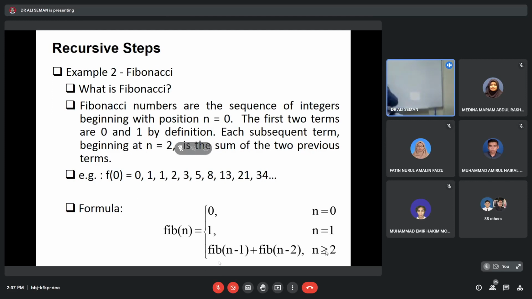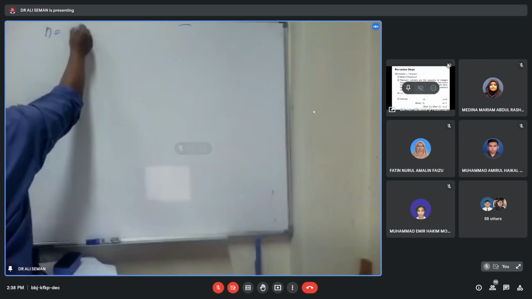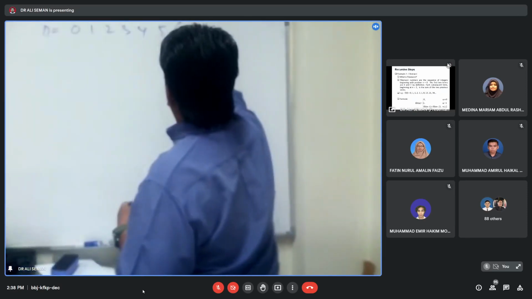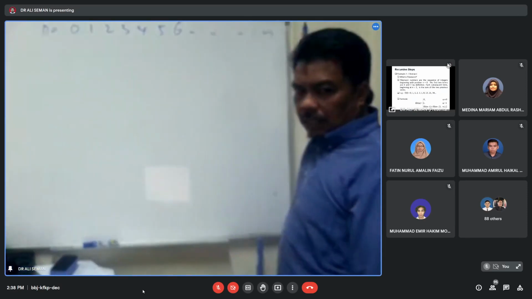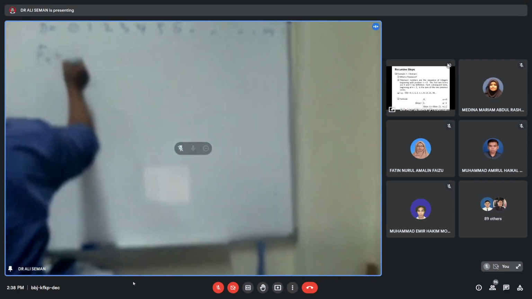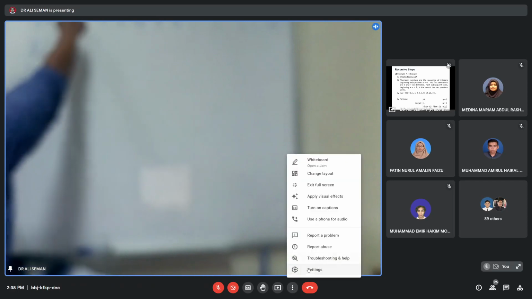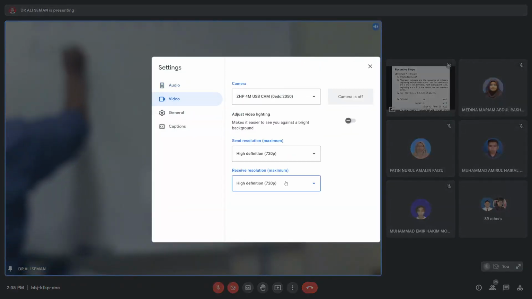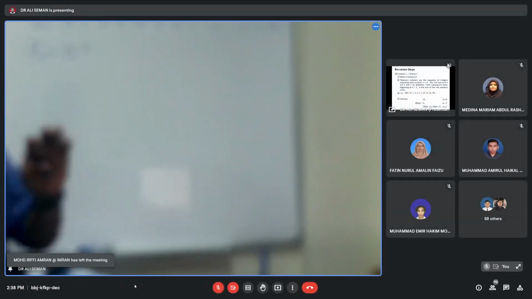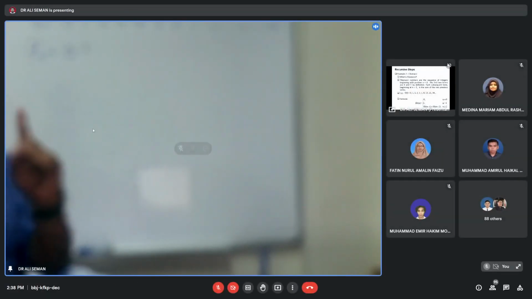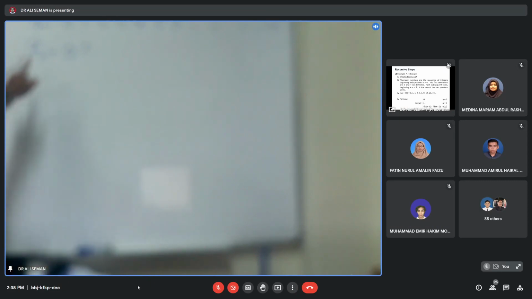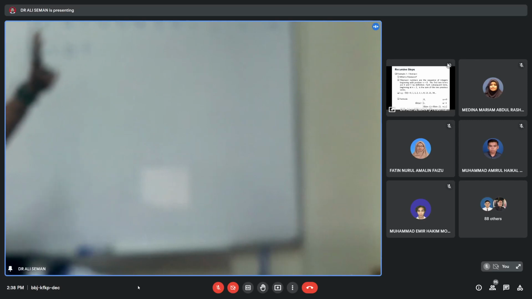Let's say we have n equal to 0, 1, 2, 3, 4, 5, 6, until whatever n. The Fibonacci of n is equal to 0 if n equals 0, and 1 if n equals 1. These are the base criteria, two base criteria. Just now for the factorial and summation, we had only one base criteria. It depends on the problem, but for Fibonacci we have two base criteria.